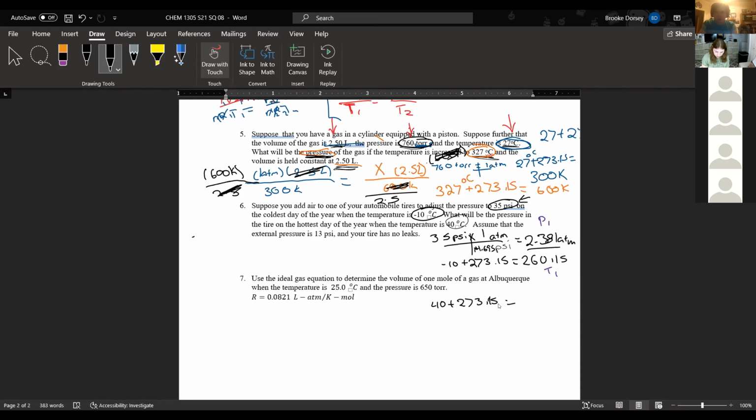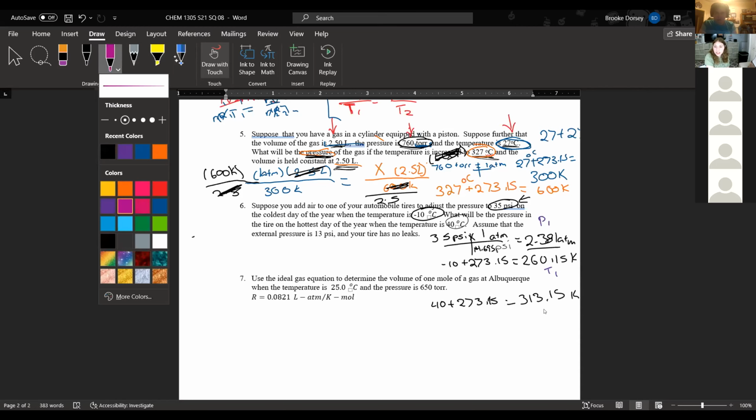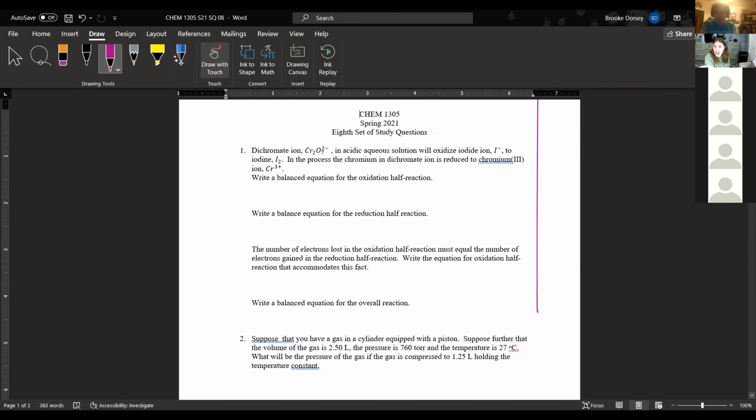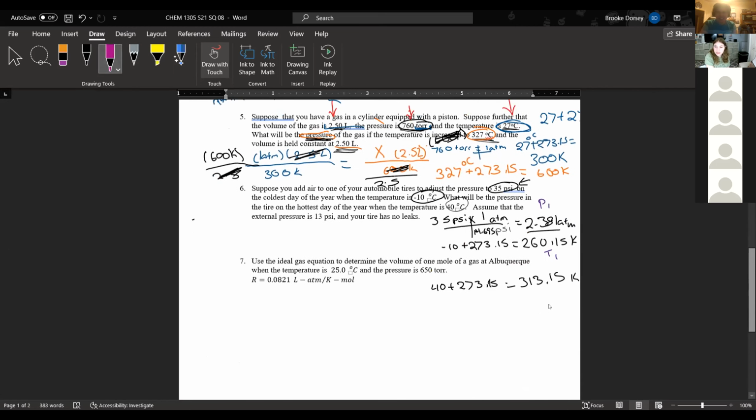I got 313.15. 313.15, awesome. I didn't write it over here, that's Kelvin. It's going to be our T2, magenta.